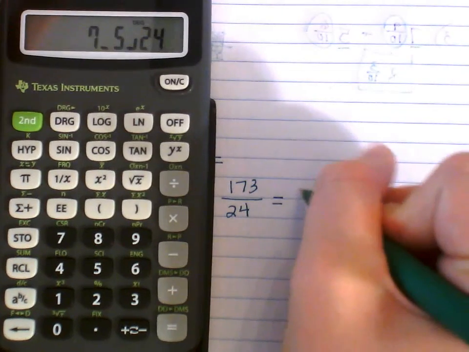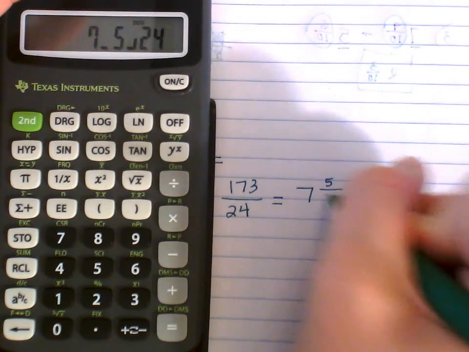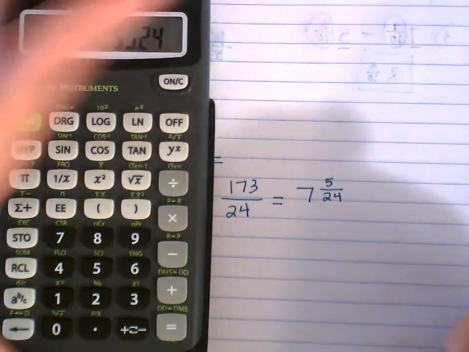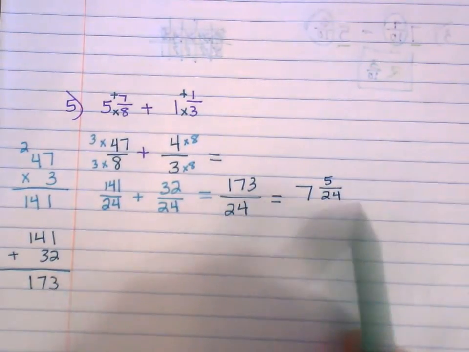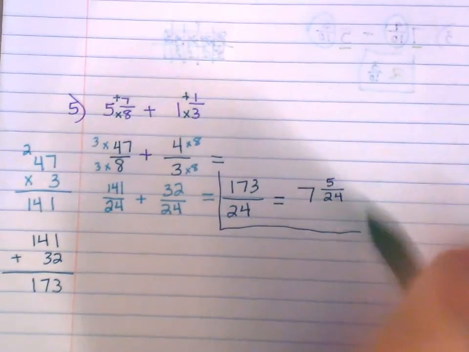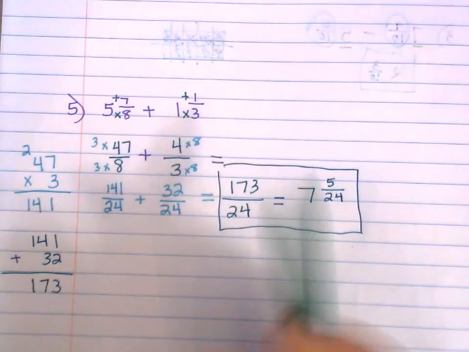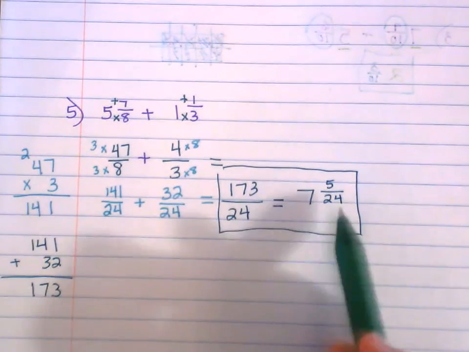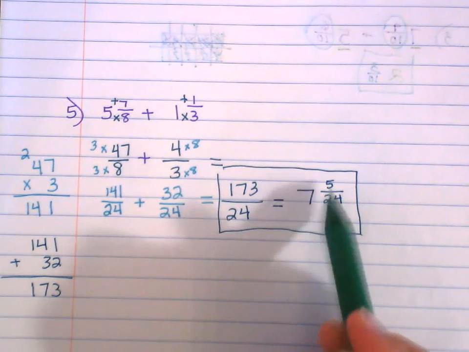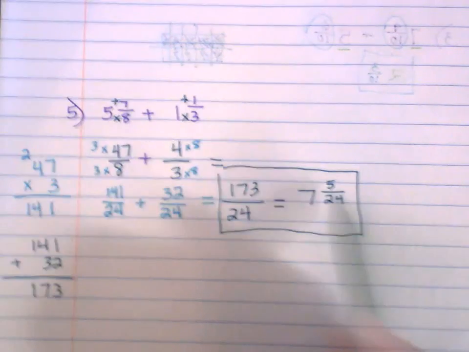So this is the same as 7 and 5/24. But you can leave it as either of these. Either one of these is fine. So that means that 24 goes into 173 7 times with 5 as the remainder, so 5/24.